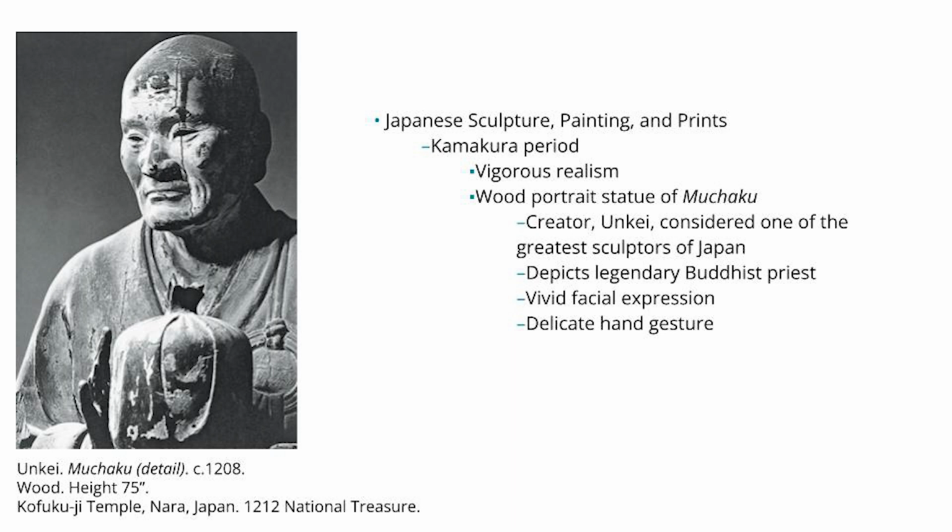And a great example of this is this wood portrait statue of Mukachu. The creator of this, Unkai, was considered to be one of the greatest sculptors in Japan, especially at the time. And it depicts a legendary Buddhist priest. And as you can see, the facial expression is very vivid.